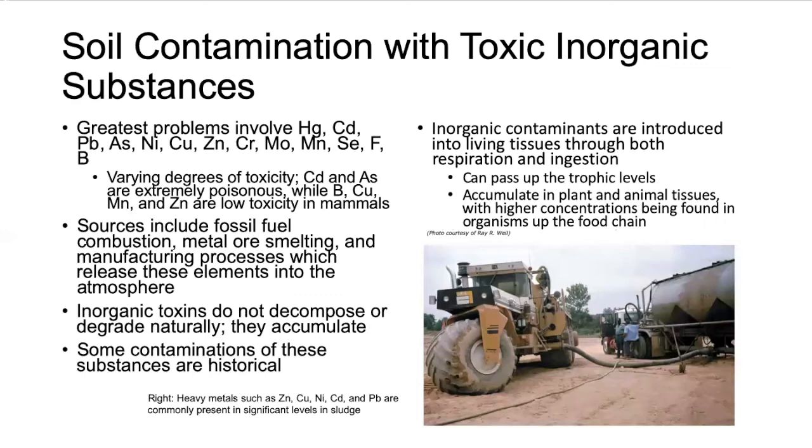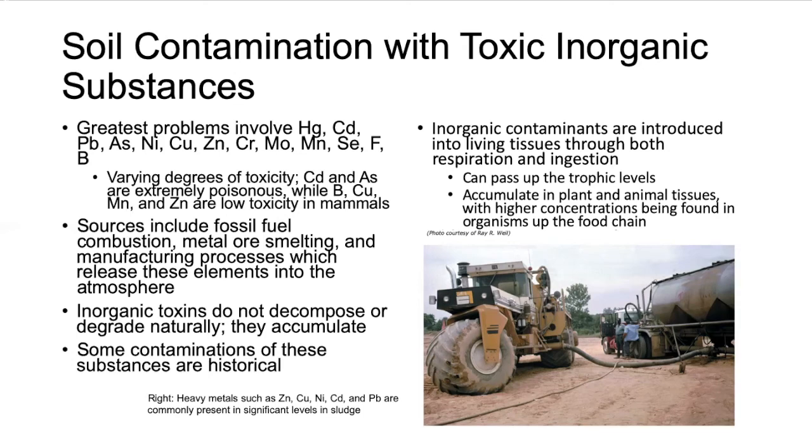Inorganic substances, which are common contaminants, include mercury, cadmium, lead, arsenic, nickel, copper, zinc, chromium, molybdenum, manganese, selenium, fluorine, and boron. So varying degrees of toxicity exist within each of these heavy metals. Cadmium and arsenic are extremely poisonous, while boron and copper, manganese, and zinc are relatively minimally toxic to animals. And in fact, manganese and zinc in certain species are necessary nutrients, for certain plant and animal species.